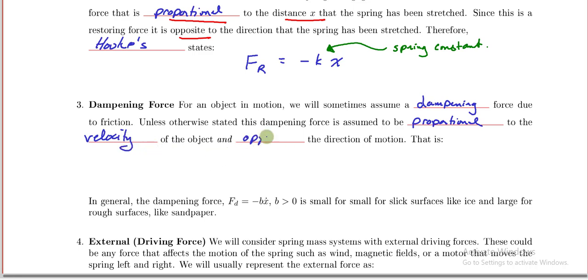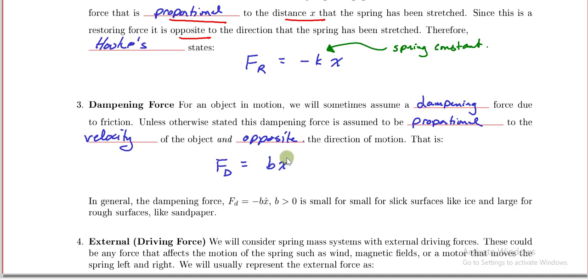And opposite the direction of motion. So another way to say that is that our dampening force, I'll label as force D for dampening. Force D for dampening is equal to, so it's proportional to the velocity. So we would have K. We don't want to use K though. We should use something else. Let's use, I think we're using B in our model. So B times our velocity.